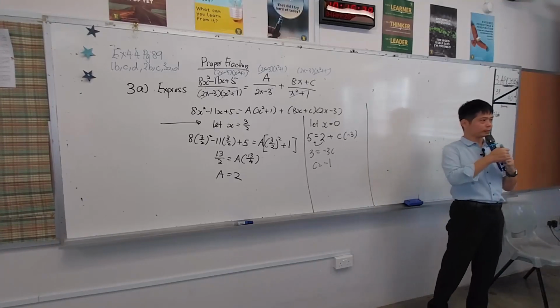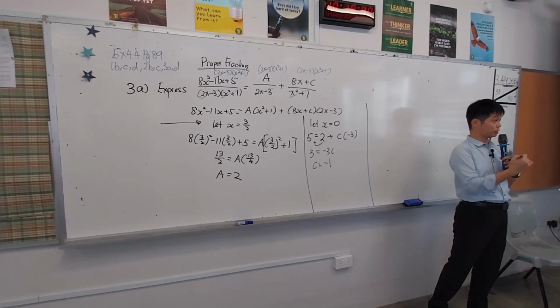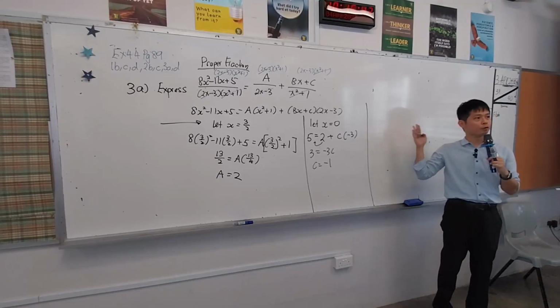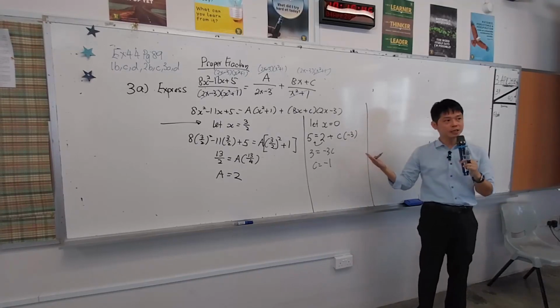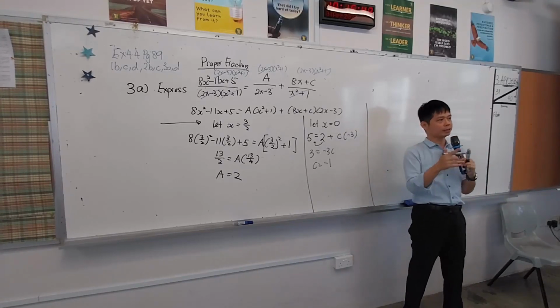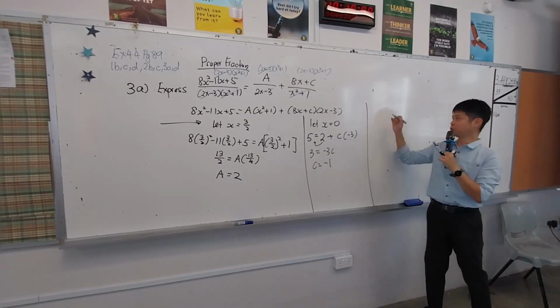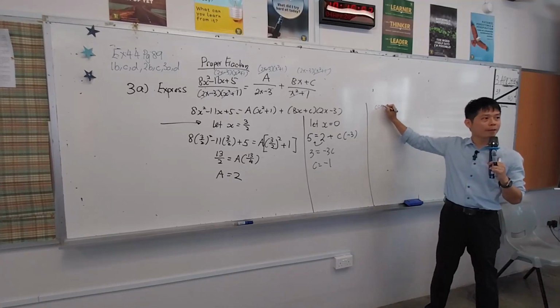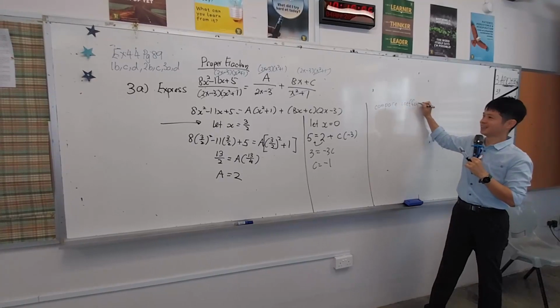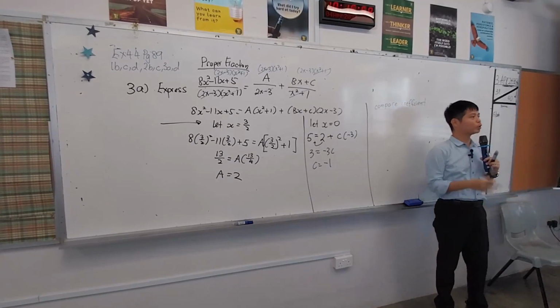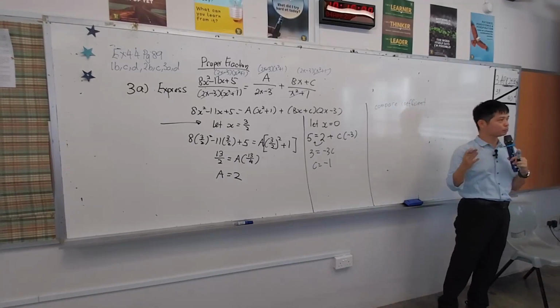Now, another way of doing this is compare coefficients. I understand a lot of you will let X be something else now, right? Because you found A, you found C, you let X be anything you want and you can find B. But I'm going to show you another way. It's called compare coefficients. Because we want to do the fastest way and the smartest way, right?